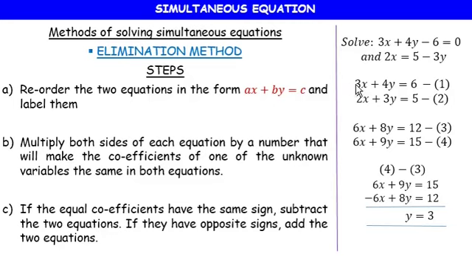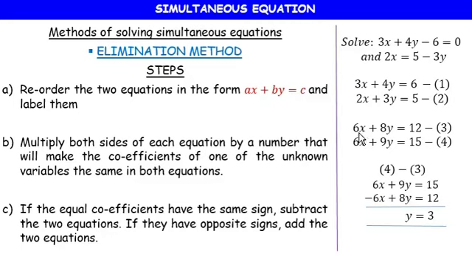So when I multiply equation 1 by 2, in the end I'm going to get my coefficient for the x to be 6, right? So if I multiply equation 1 by 2, the 2 is going to multiply everything. So it's going to be 2 times 3x giving us 6x, plus 2 times 4y giving us 8y, plus 2 times 6 giving us 12, right?